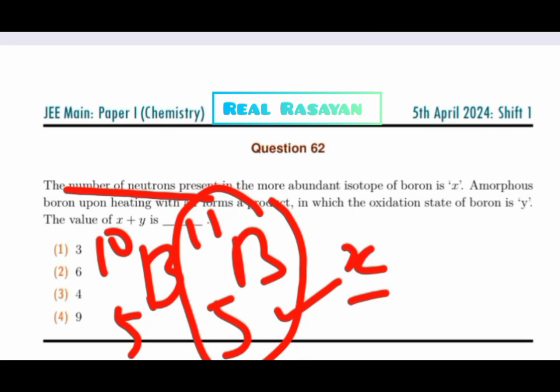So the value of X asked here is the number of neutrons. The atomic mass is 11 and the atomic number is 5, so the number of neutrons will be 6. We find the number of neutrons by subtracting the number of protons, the atomic number 5, from the atomic mass 11. So the value of X is 6.